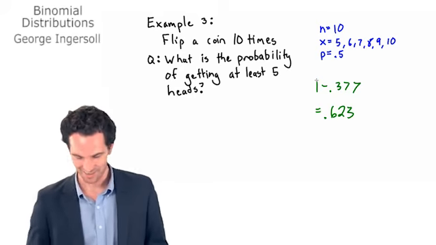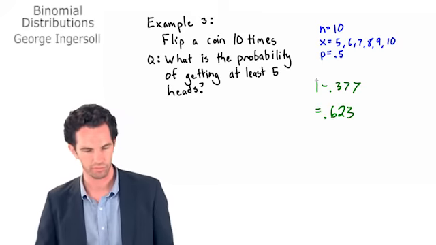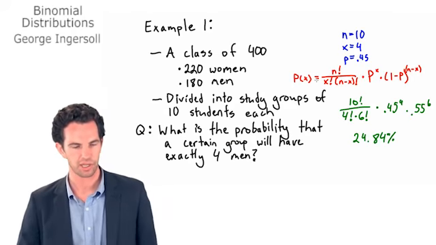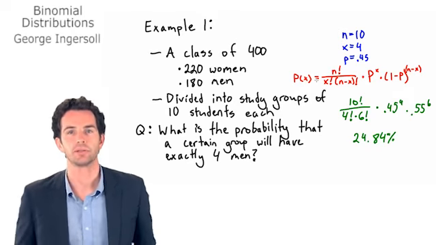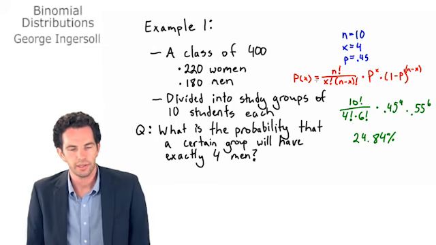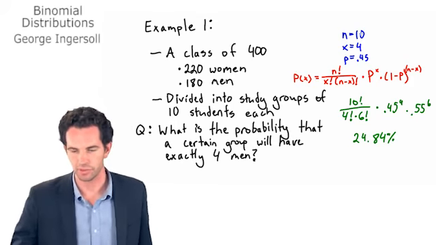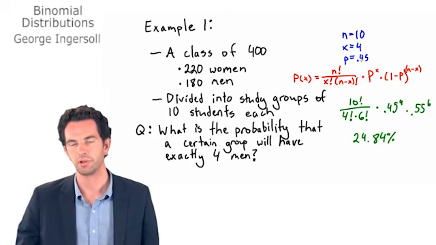All right. Let's use the binomial distribution table for one of our previous examples. Let's go back to example number 1. Let's use the binomial distribution table. So here we had our n is 10. We're going to be able to use the exact same table. Our x is equal to 4, and our p is equal to 0.45.